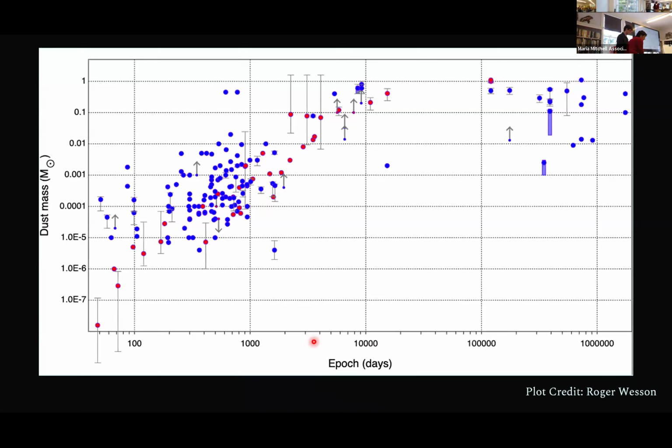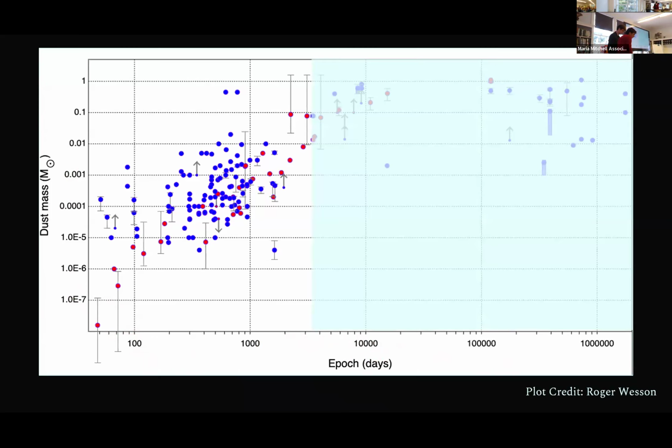On the x-axis here, we have epoch, which is a fancy astronomer word for just time, in days post-explosion. And then on the y-axis, we have dust mass. That's how much dust there is around the supernova. And the same supernova might be on this graph at a few different places if we've measured dust masses for it at several different times since it has exploded.